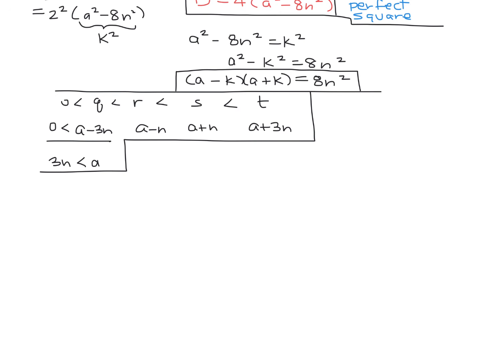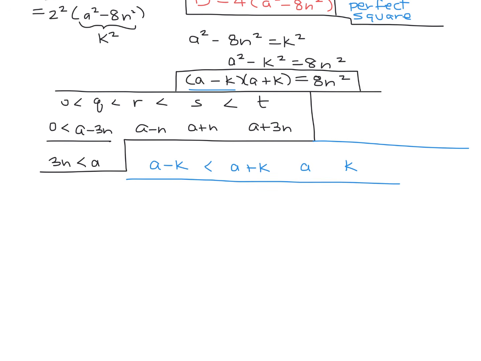So let's make a table and go with this, because we've got some work to do here. We have the first factor, which is a minus k, this guy. Then the second factor, a plus k. And I'm just going to put that a plus k is greater than a minus k for obvious reasons, because k is positive. Then we've got to figure out the value for a and the value for k. And from there, we can figure out some actual numerical values. So let's see here.